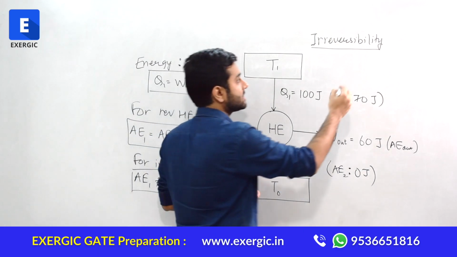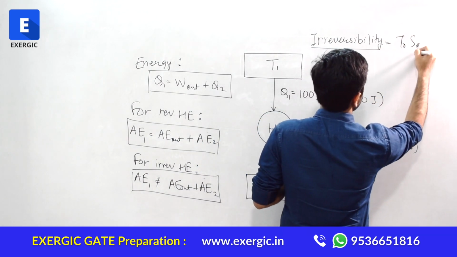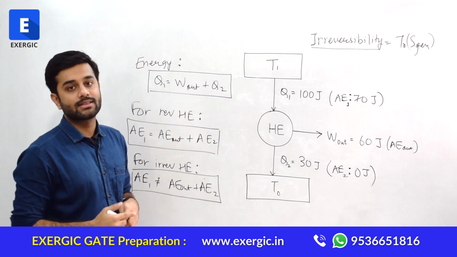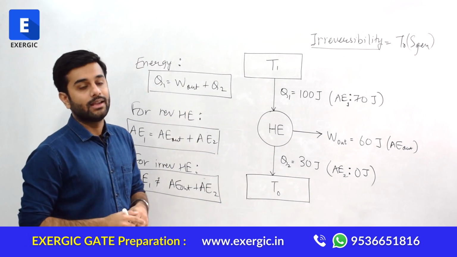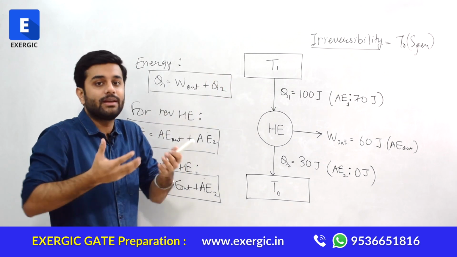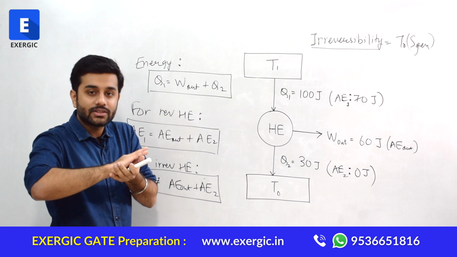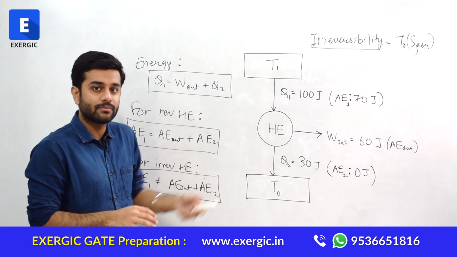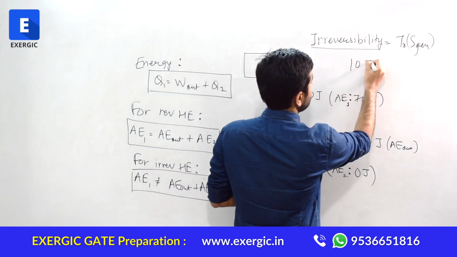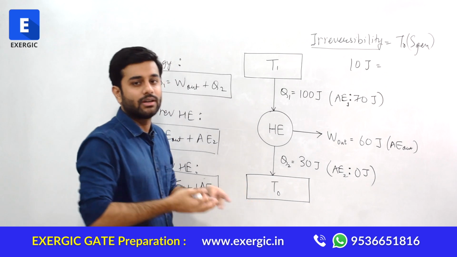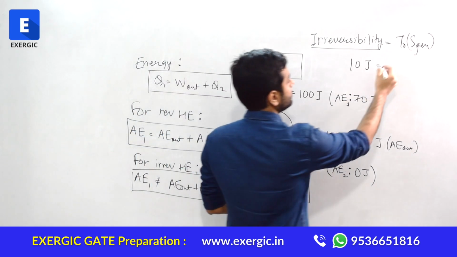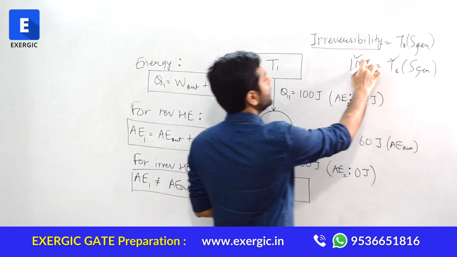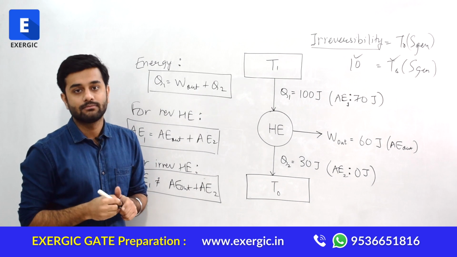So irreversibility, as we know, is equal to T naught S gen, right? How much is the irreversibility for this case? 10 joule is the irreversibility. Irreversibility tells you how much available energy has been destroyed as a result of irreversible things, irreversible processes, irreversible systems. Destruction of that is 10 joule. T naught, we already know, will be given to you if a question comes like this. And using that, you can find out S generation as 10 divided by T naught in Kelvin. Right or not?